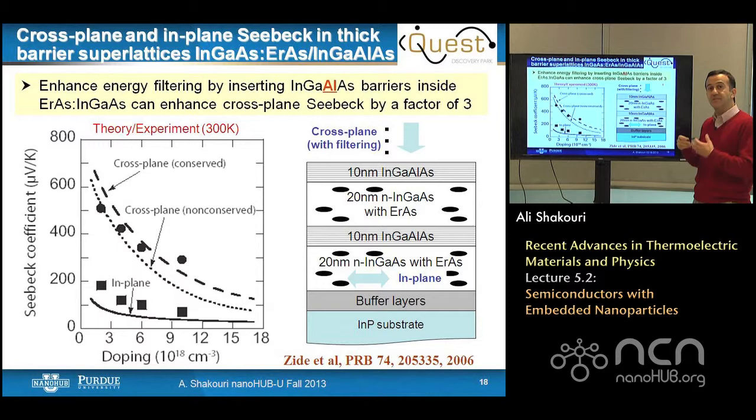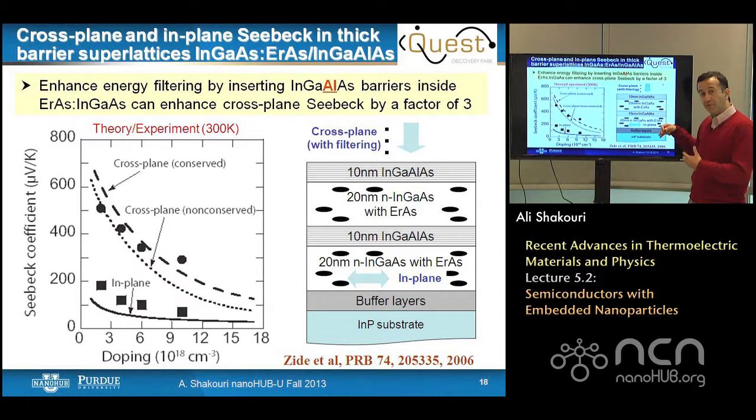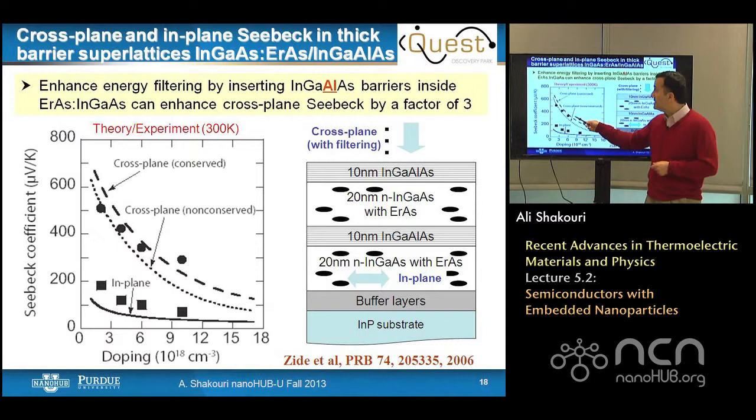And here are the measured Seebeck coefficient versus doping for four different samples. We measured in plane and out of plane. For out of plane, we use a sophisticated device geometry to create integrated heaters. You can see the Seebeck coefficient is anisotropic as expected, because in this direction, through filtering, you increase the Seebeck coefficient. In this direction, you don't. The factor of three is significant, and that matches the theory.